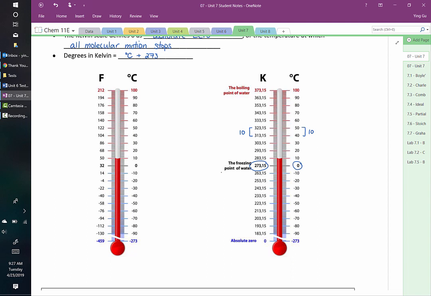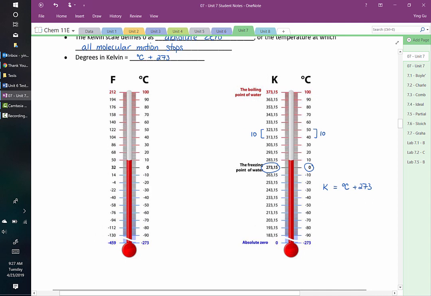Okay, and so we can probably see that the degrees in Kelvin should be equal to the degrees in Celsius plus 273. The two scales are the same, it's just one is shifted upwards by 273 degrees. Okay? Just for interest's sake, I do have on the left side a comparison of Fahrenheit and Celsius. Now, Fahrenheit was created a long time ago, and it is not based on the physical changes of water. It was based on the physical changes of salt, a saltwater mixture.